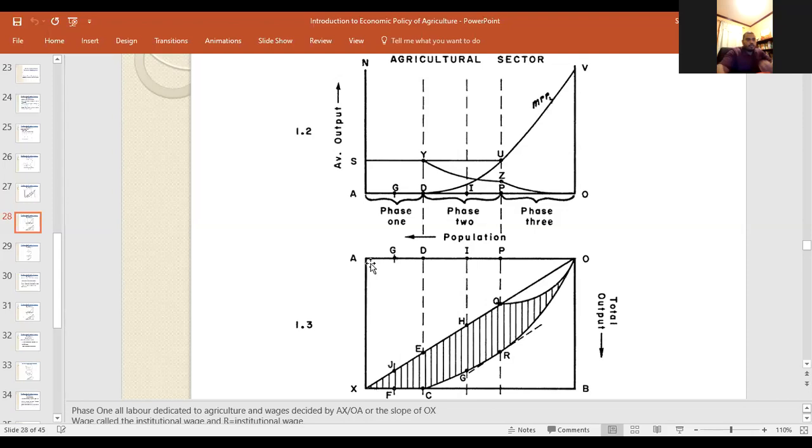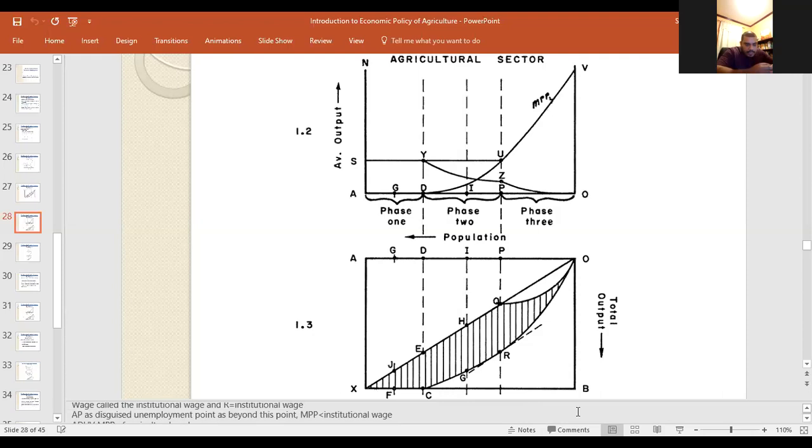The wage which is being offered in the agricultural sector is not determined by marginal productivity, but it's being determined by the average productivity, as well as what is called a social wage, or a wage that occurs as a result of the particular prevailing social condition. Now, this wage is also known, as I would have mentioned, as the institutional wage, and it's referred to as R in our framework which we have here.